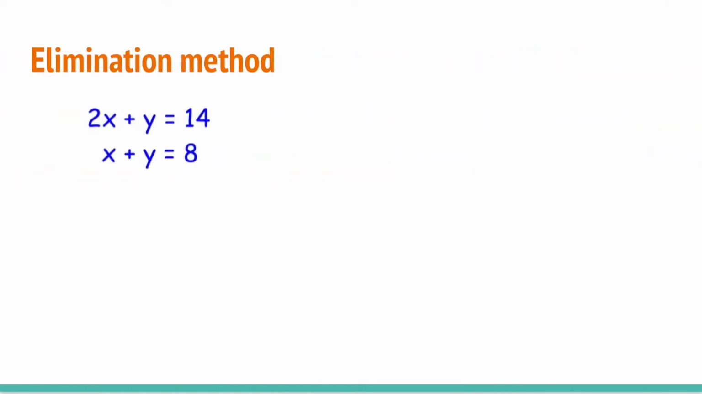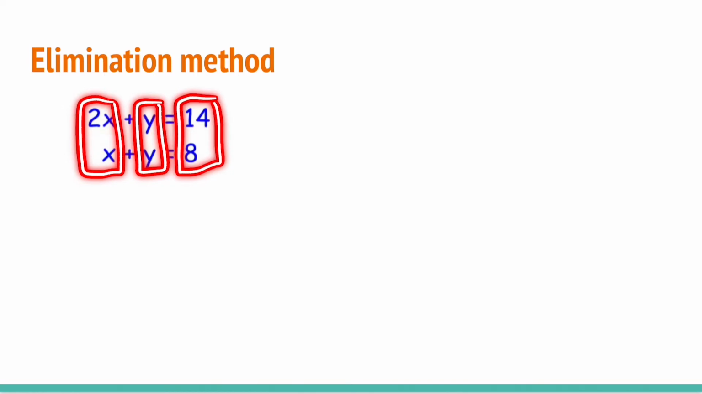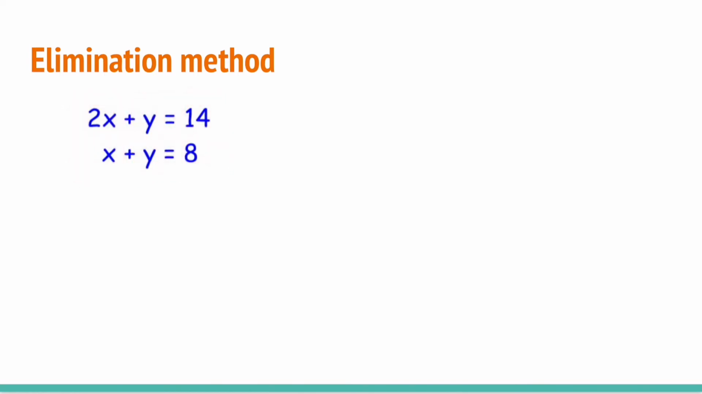So for the elimination method, this works particularly well when the x's are stacked together, the y's are stacked together, and the numbers are stacked together. If it's not given to you like this, then you could rearrange it to write it like this, and the elimination method would still work. So the reason that we call it the elimination is because I can subtract or add the equations to eliminate or get rid of one of the letters.